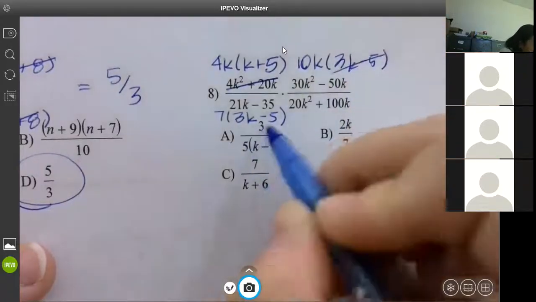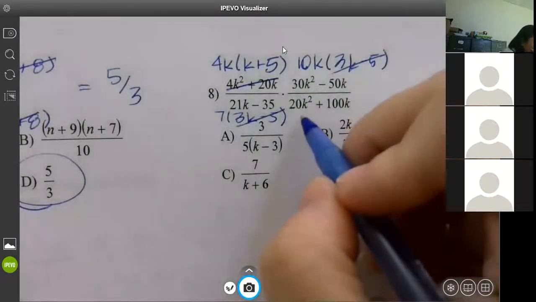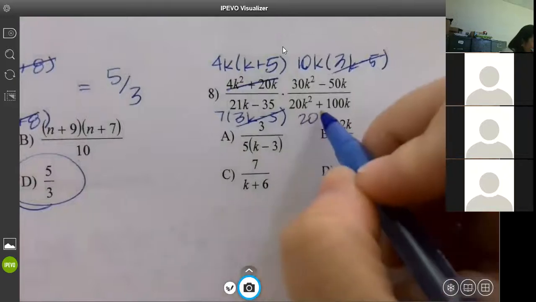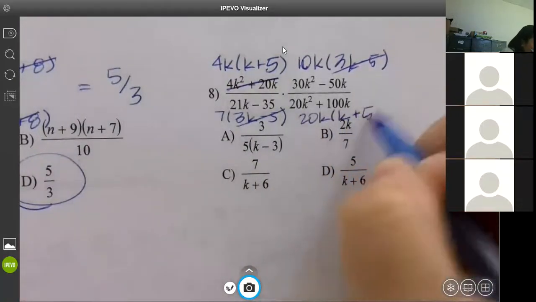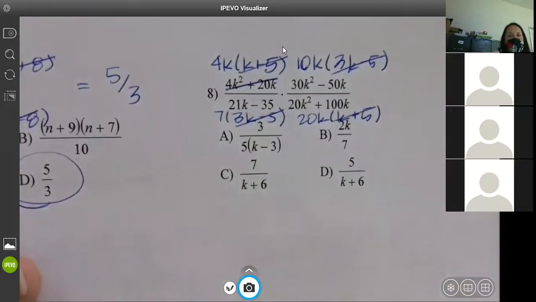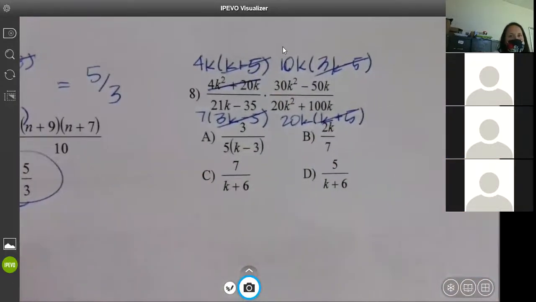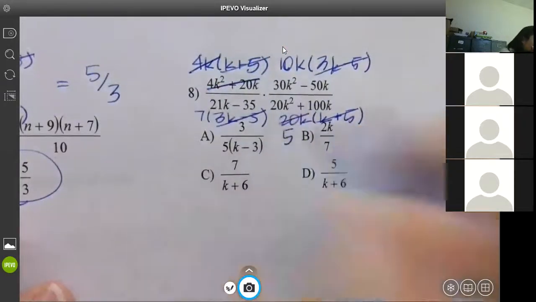You guys see that that's the same as the bottom. 20k squared plus 100k. 20 what? Leaves me with k plus 5. There's one on the top, one on the bottom. What else can I do? The 4k and the 20k. 4k will go away. 20k goes to 5.